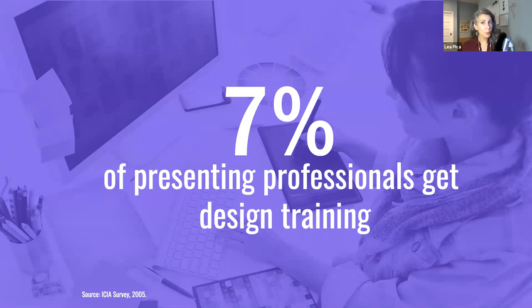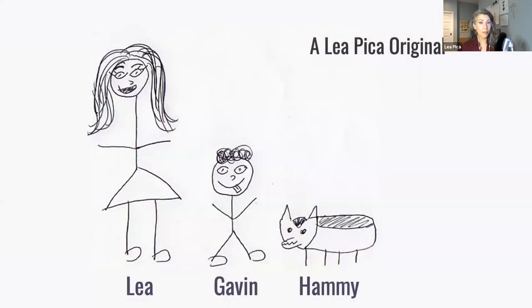And it doesn't have to be hard, because you do not have to be a professional artist, as evidenced by this really talented sketch. This is my best artwork. But you do not have to have a PhD in design to make beautiful, simple slides that actually work. You know, I wish that were a pet alligator. That was actually my dog, Hammy. It was a corgi, but case in point, not an artist.